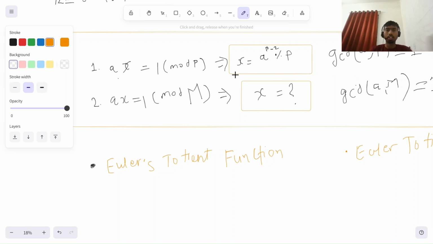Hi everyone. In this lecture, we are going to learn about the Euler-Totient function or Euler-Totient theorem.